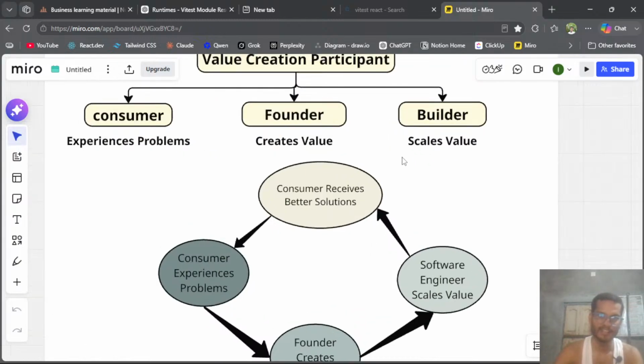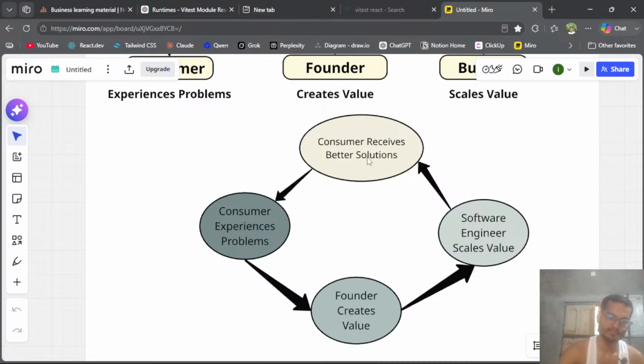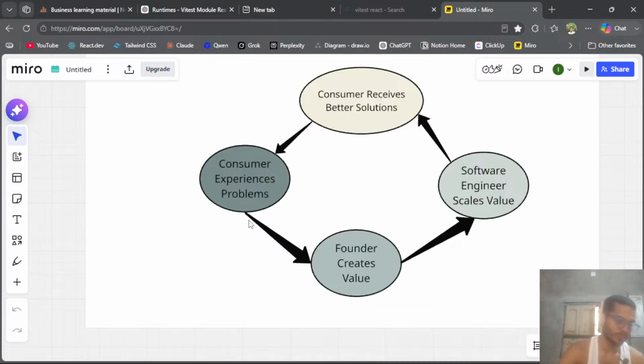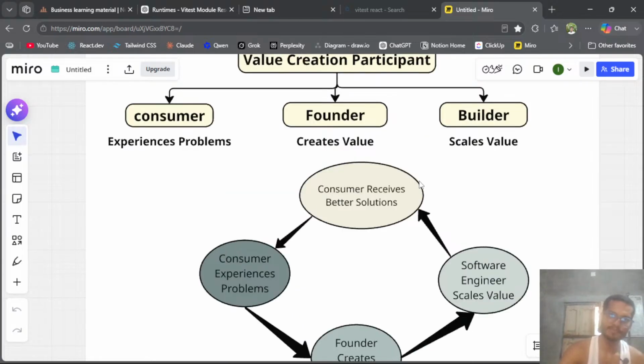Now guys, there is a concept I talk about: a builder, that means your role, a founder, you have to become a founder, and then a consumer. The consumer experiences a problem. The founder creates value, and the builder or engineer scales value. So this is another cycle. The consumer experiences a problem, that's for sure. The founder creates value, and the software engineer or developer scales value. Again, the consumer receives a better solution.